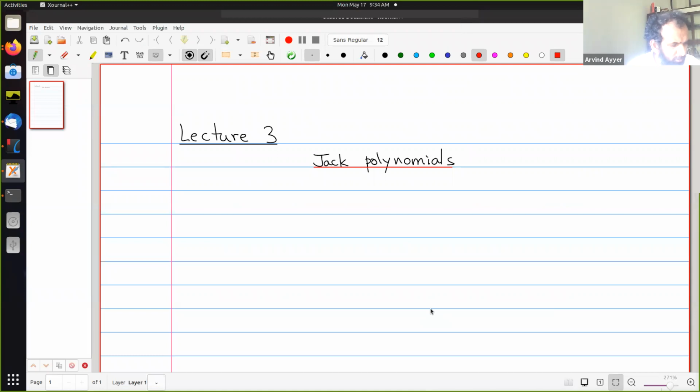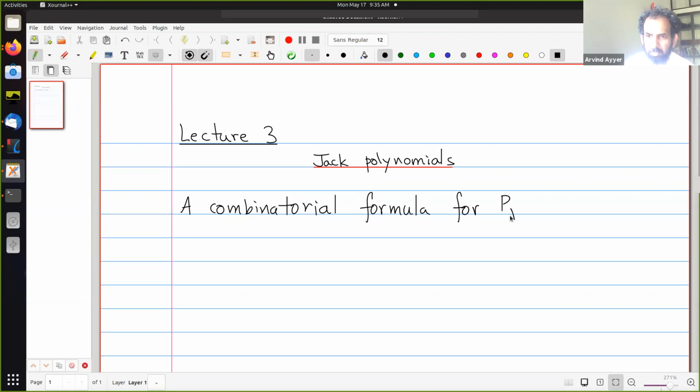Okay. So let me give a combinatorial formula. It's a bit involved, so please bear with me, but please do ask questions if anything is not clear. So P lambda alpha.